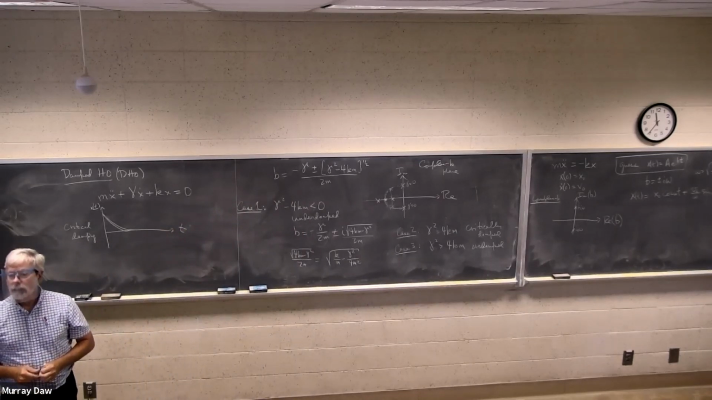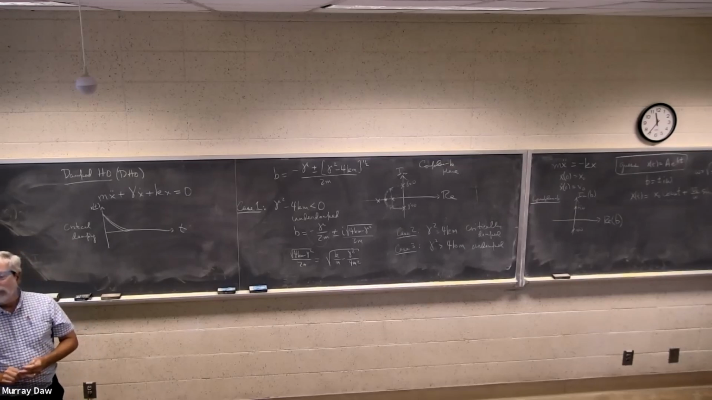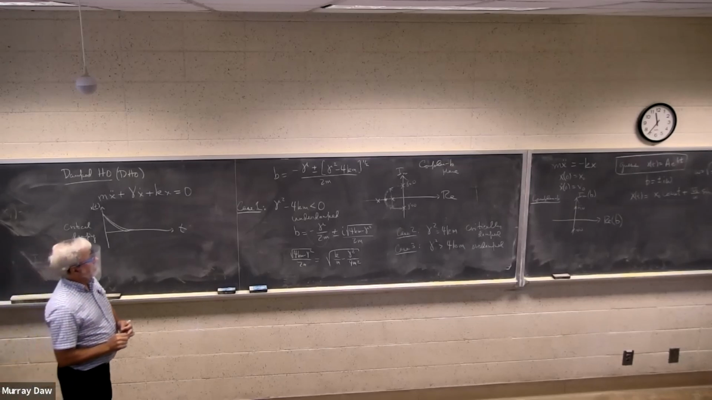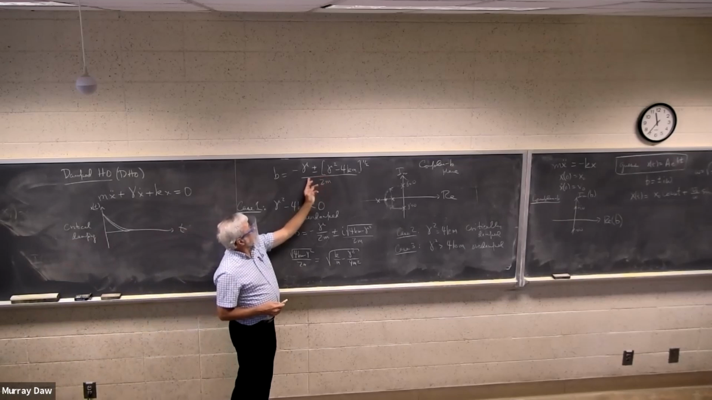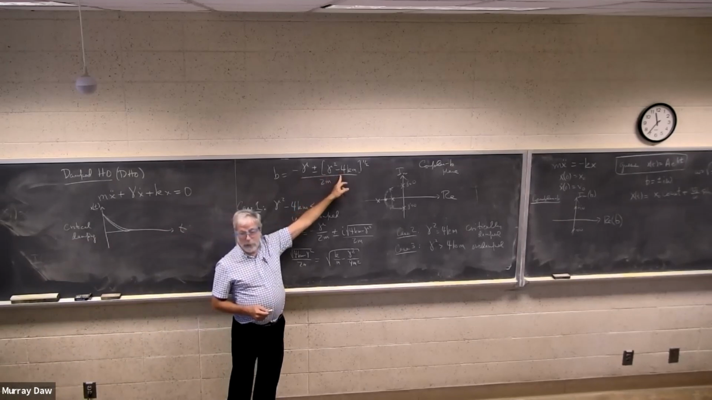Yes, ma'am. Sorry, are the two x's that are on the real axis, those are the ones from the overdamped version? That's right. The discriminant is positive, so you have two real values here.